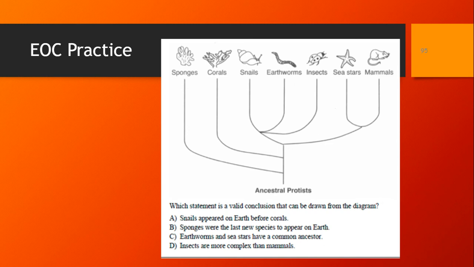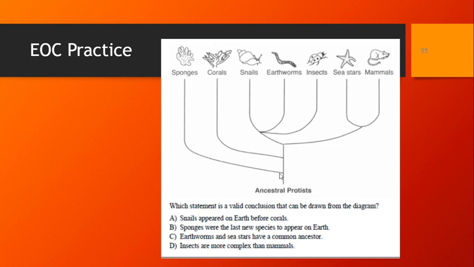So some more practice. We want to know what's a valid conclusion that can be drawn from the diagram. So we'll look at each one. A, snails appeared on Earth before corals. So we look and we have snails, which came down the line about here, but corals came down here. So corals were first, so A is not correct. B, sponges were the last new species to appear on Earth. Sponges were actually the first species in this to appear on Earth. So they broke off first. So it's not that one.